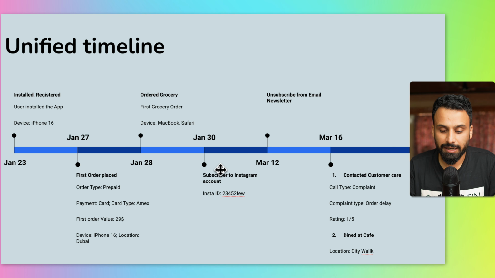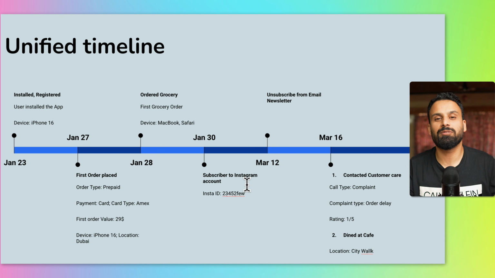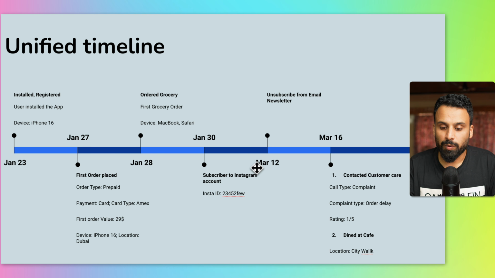And then on January 30th, this particular user subscribed to our Instagram account, and this is their Insta ID. And all this information is being collected. And on March 12th, they unsubscribed from our email newsletter, whatever. And on March 16, they contacted the customer care.